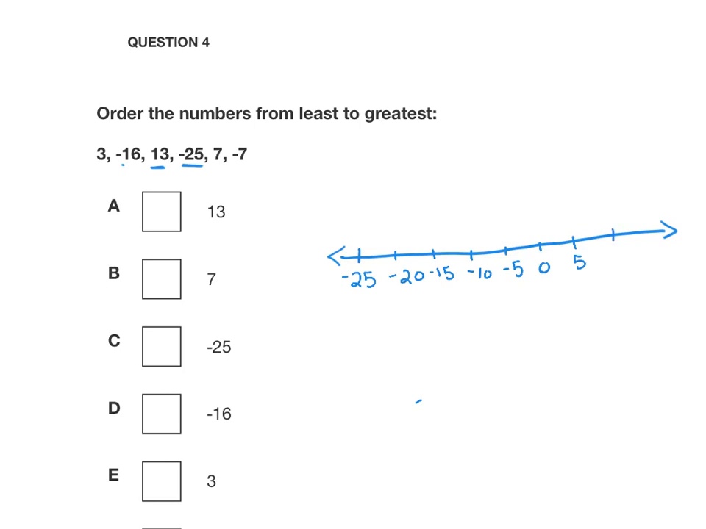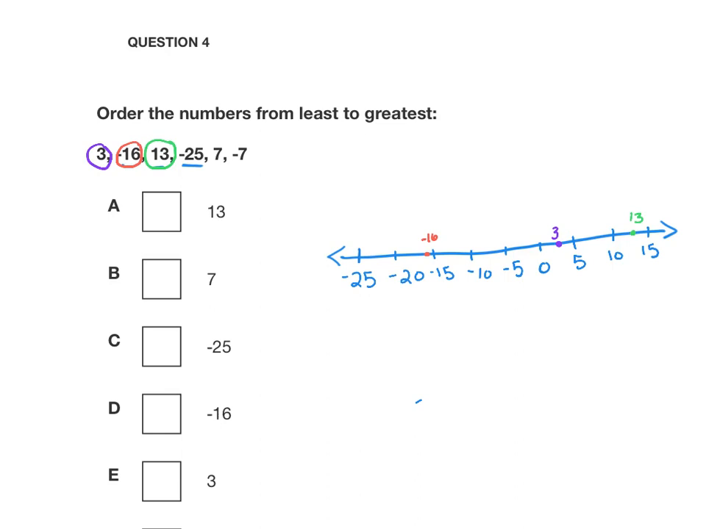5, 10, 15. Okay, so let's go ahead and graph each one of these numbers. So I'm going to graph 3 in purple. So 3 is going to be about right here. And I'm going to go ahead and put the number in. All right, and then let's go ahead and graph negative 16 in red. Negative 16 would be right next to the negative 15. So there's negative 16. And then in green, I have positive 13. So positive 13 would be about right here.